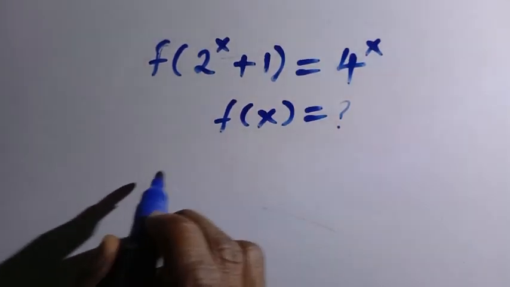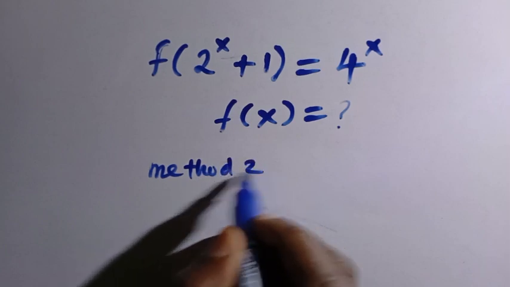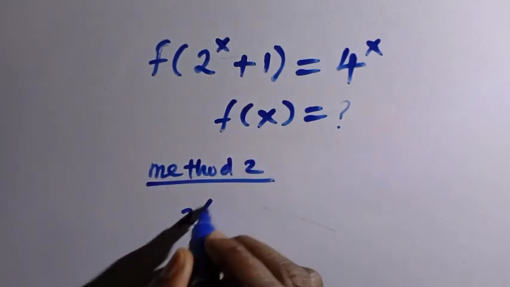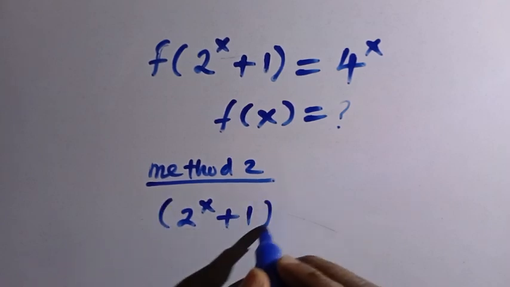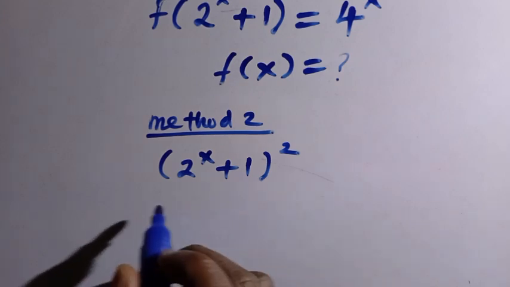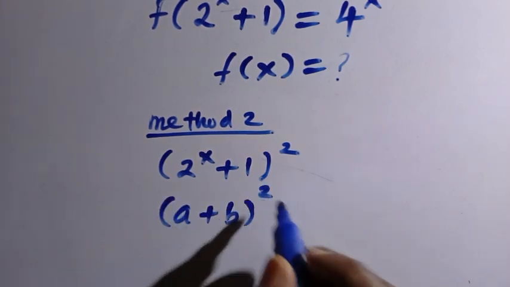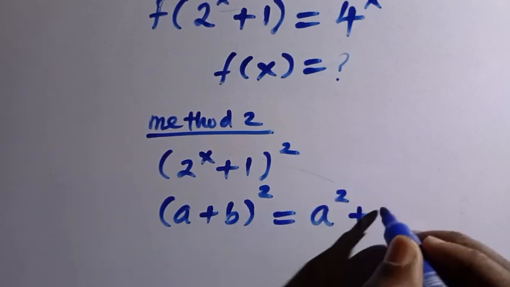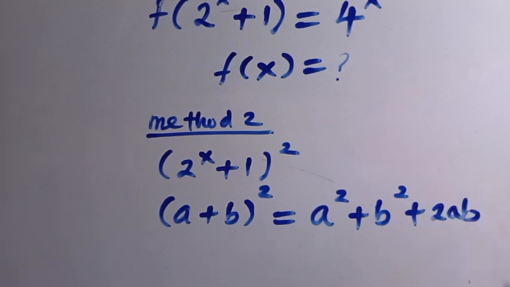As for the second method, we have this as method 2. So let's consider again from the domain. The domain is 2 power x plus 1. And suppose I square this. When I square this, it is in the form of, let's say, a plus b raised to power 2. So this equals a squared plus b squared plus 2ab.